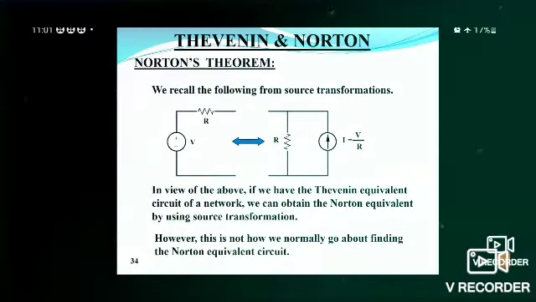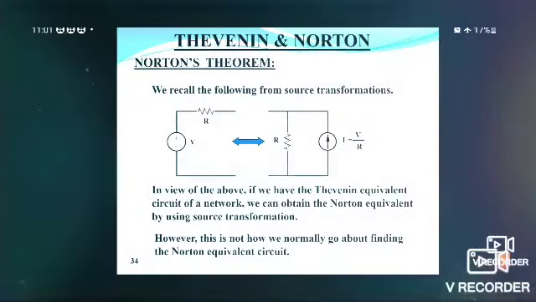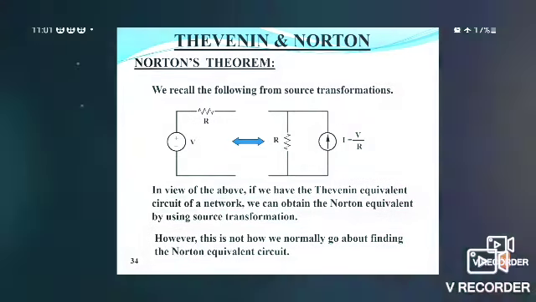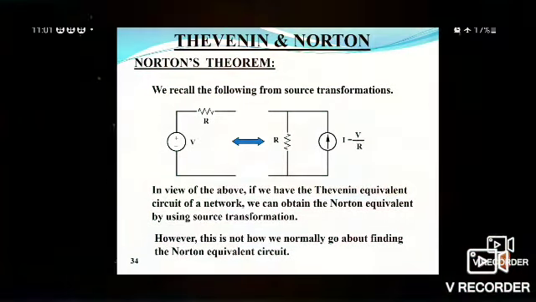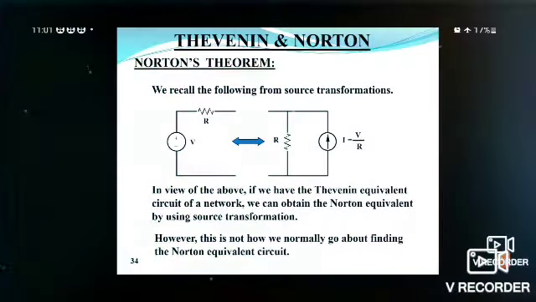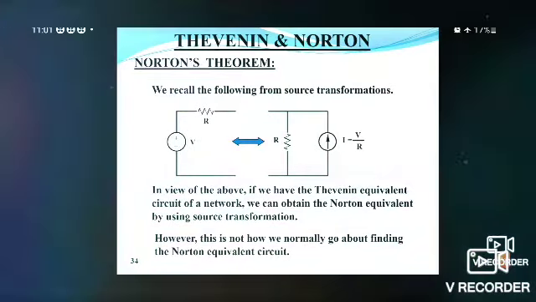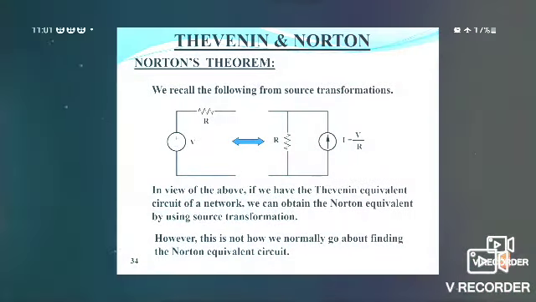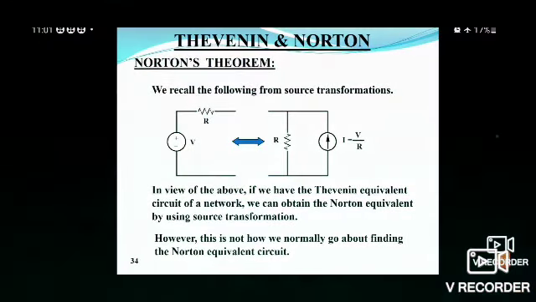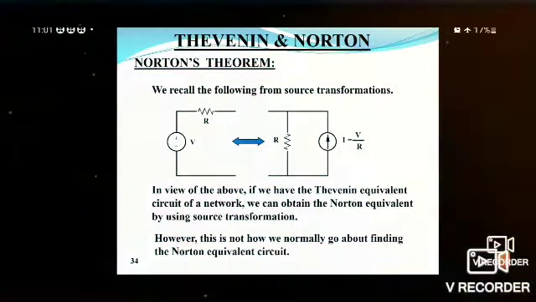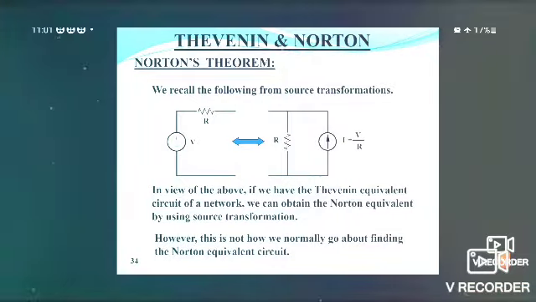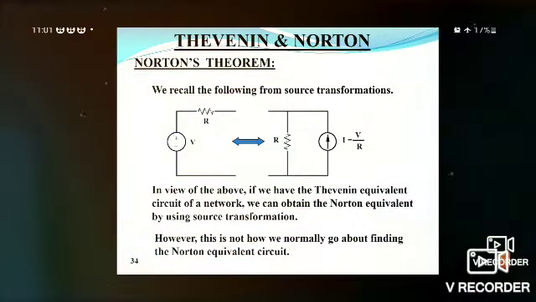So we recall the following from source transformation. The Thevenin equivalent circuit can be replaced by a Norton equivalent circuit. That is, a voltage source in series with a resistance can be replaced by a current source in parallel with the resistance. The value of current is, according to Ohm's law, V by R. So in view of the above, if we have the Thevenin equivalent circuit of the network, we can obtain the Norton equivalent circuit by using source transformation. However, this is not how we normally go about finding the Norton equivalent circuit.